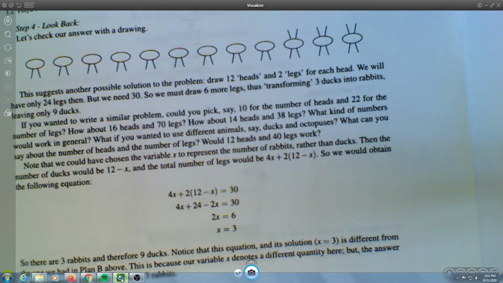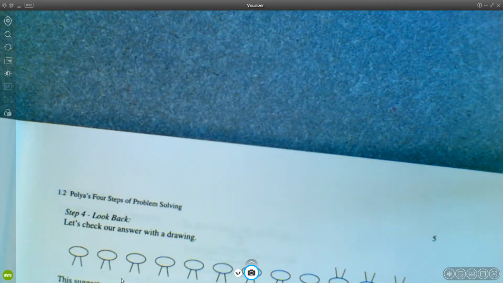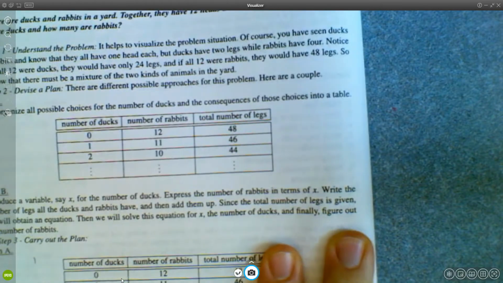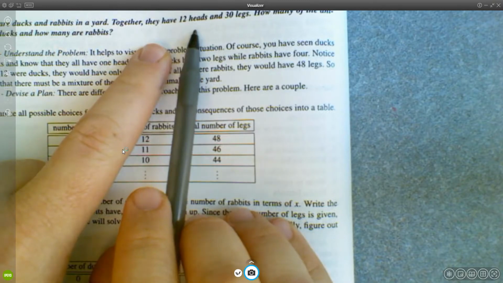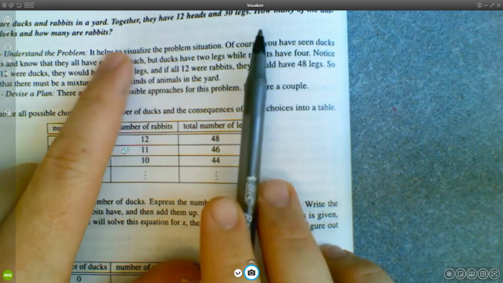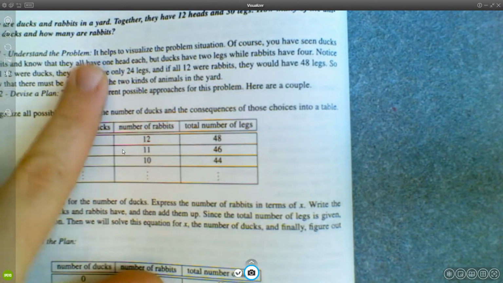Alright, so I just wanted to take you through a little exercise from the textbook. It was this exercise that you were supposed to read about the rabbits and ducks, right? So there are ducks and rabbits in the yard. Together they have 12 heads and 30 legs. How many of the animals are ducks and how many are rabbits?